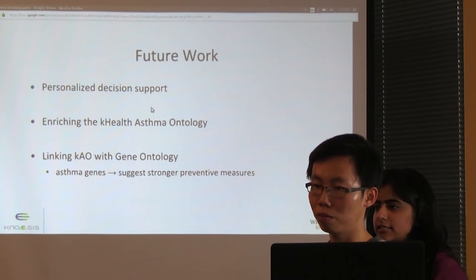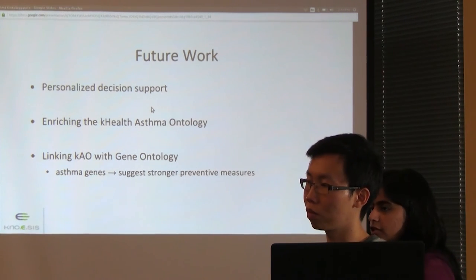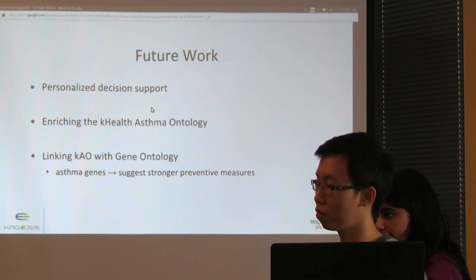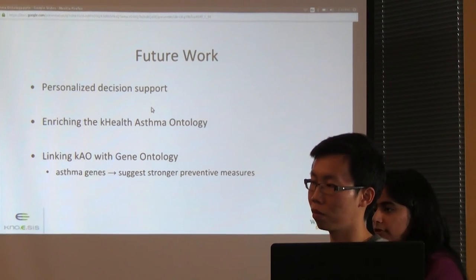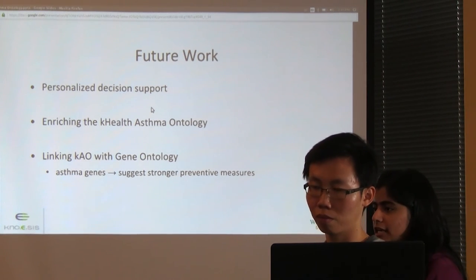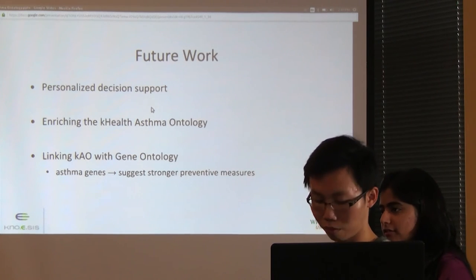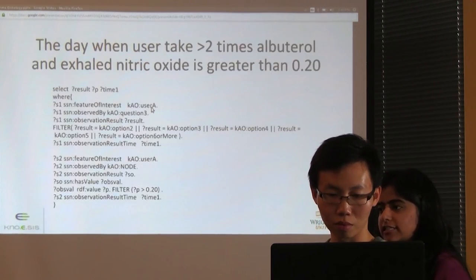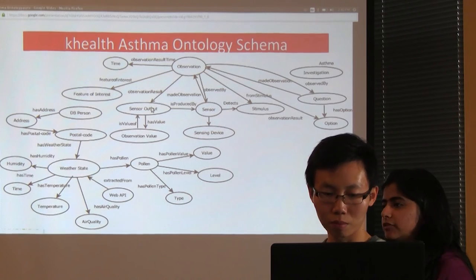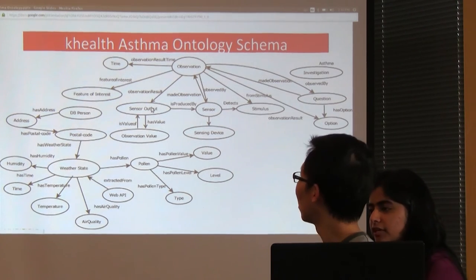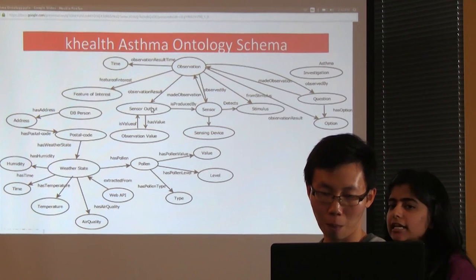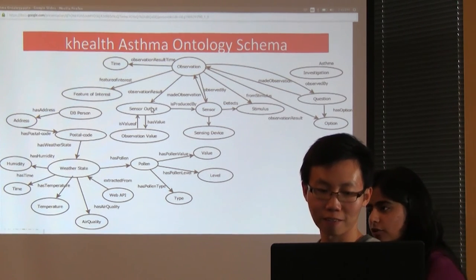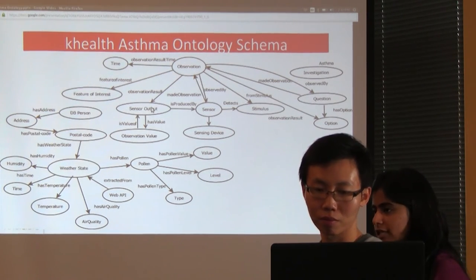So the sensor node detects exhaled nitric oxide, so we link that sensor with that instance. Then for the environmental data, we get APIs, so we came up with a separate class which was not there in the sensor ontology. The sensor ontology was dealing with just normal sensors, but we had questionnaire data and web API data. So we wanted to use that data, and we had to work out how to put it in the RDF or schema format.